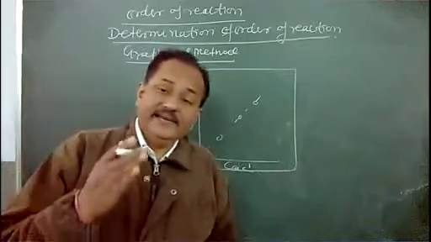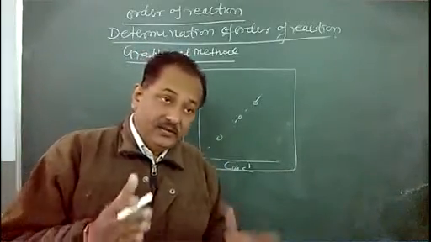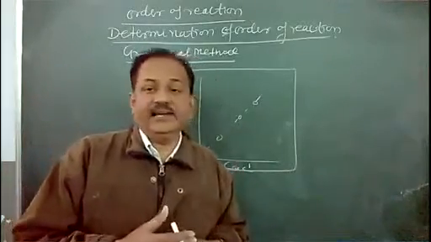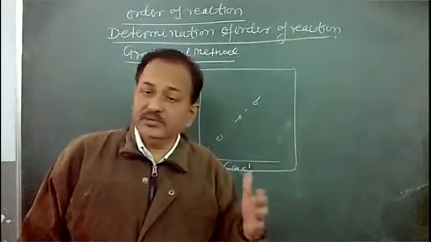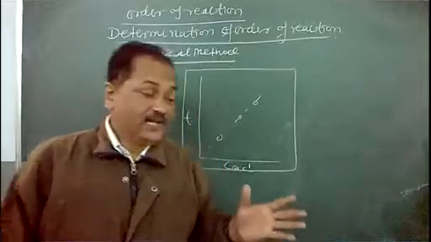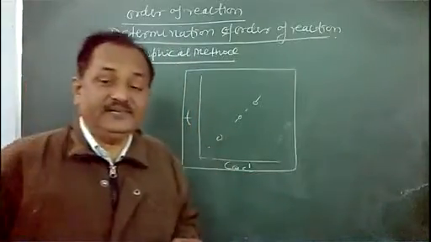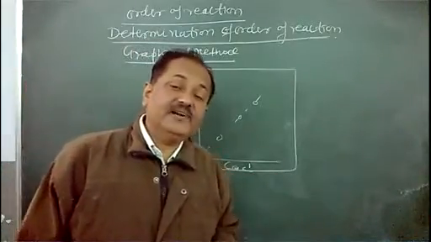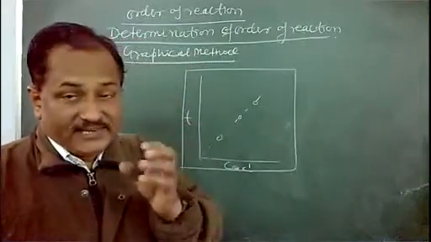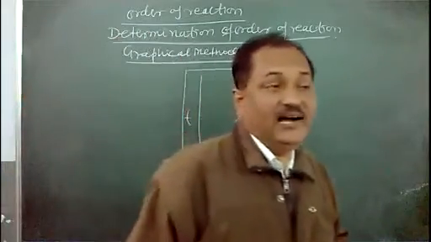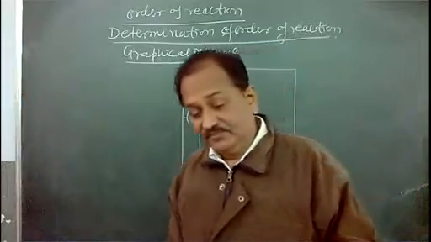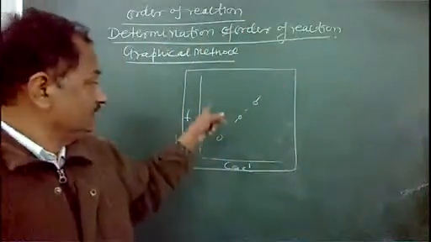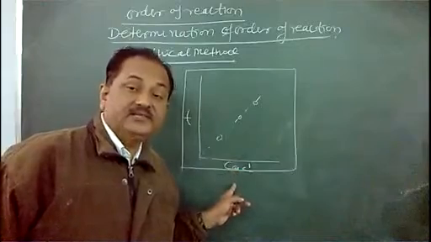So, in reality, we allow any reaction to proceed. We allow the reaction to take place, and at different time intervals, the reactants and the products are collected, and thus this type of graph is obtained.